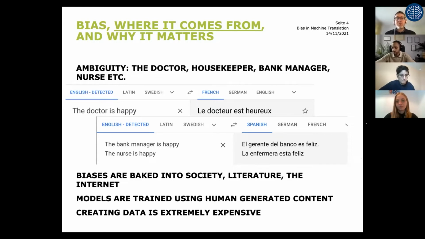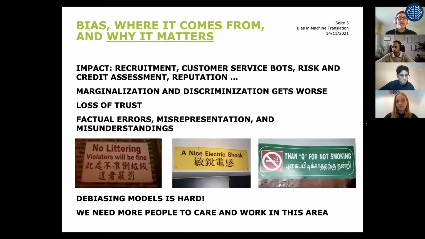So what really can we do about this, or what are the problems for things like this? Well, the first one has an impact on a very wide range of domains, from how you interact with a customer service agent to the reputation of your own company. Things like marginalization and discrimination get a lot worse. And there are a whole load of other meme-like things that we see on the internet of just bad translations as well.